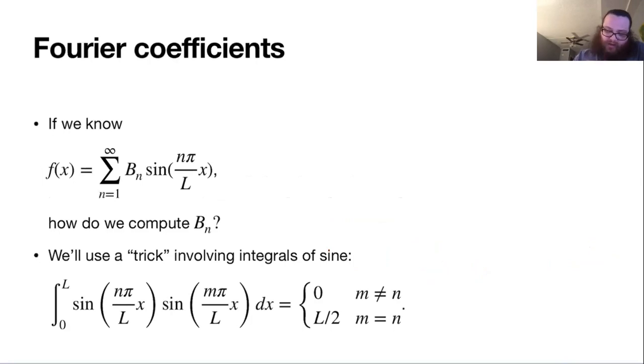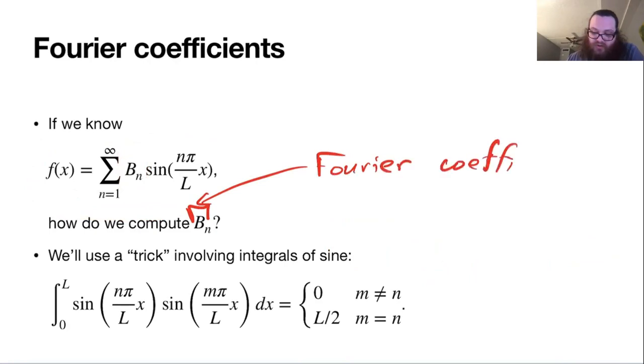Okay, so the question is, suppose some function can be represented as this infinite sum. We have some coefficients b sub n times the sine of n pi x over L. The question is, how do we compute these b sub n? The title of the slide is Fourier coefficients. These b sub n are what we're calling Fourier coefficients. They're coefficients of a Fourier series. Okay, so how do we compute them?